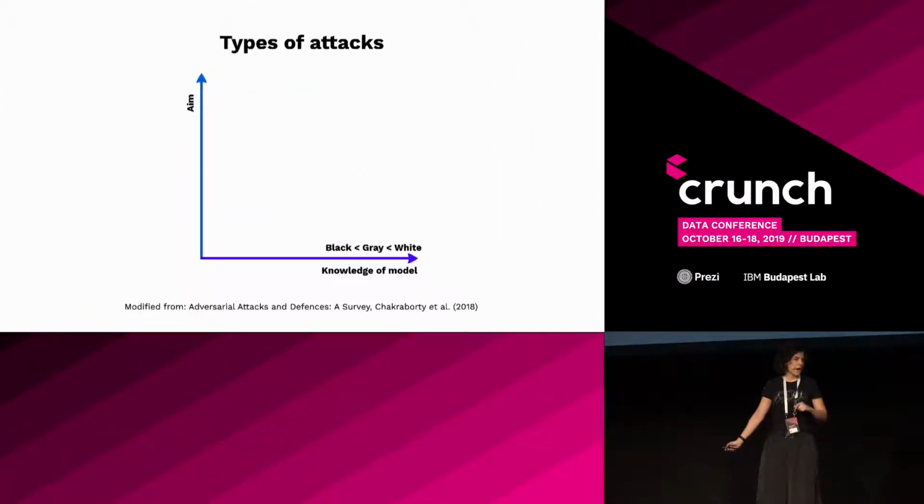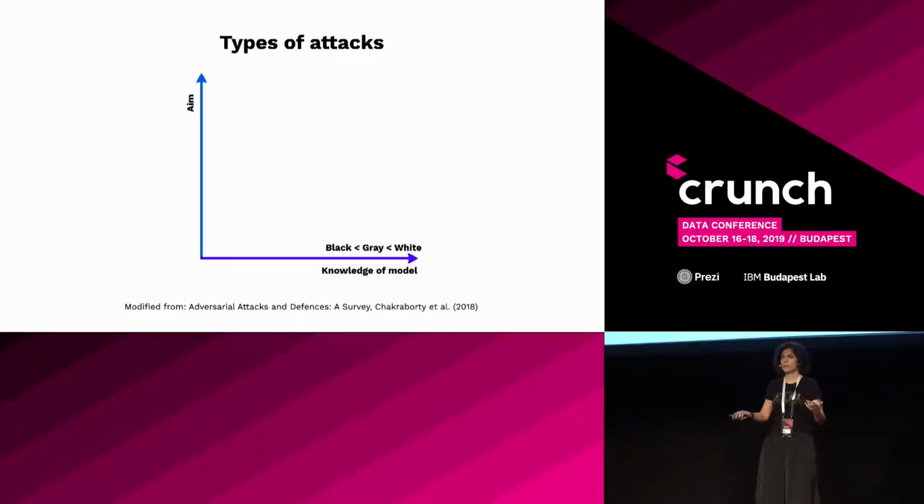Now, all of these attacks, we can classify them in different ways. We can look at them with respect to, for instance, how much we know about our target model. On one end of the spectrum are black box attacks, where we know absolutely nothing about our model.